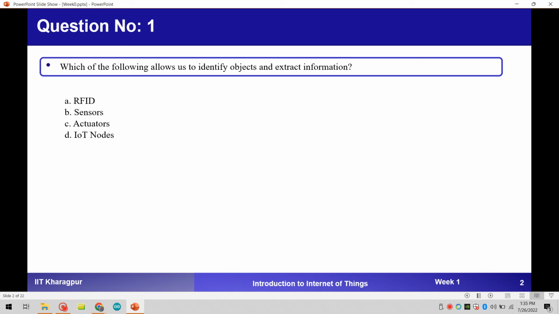Now the second one is your sensor. Sensors are the devices which detect the physical environment and further respond to the signal. In our day-to-day world, we are using various types of sensors. For example, when you enter a mall, the door of the mall automatically opens. This is because of your motion sensor. The motion sensor which is present at the gate of your mall detects your movement, and based on that movement, it will open the door.